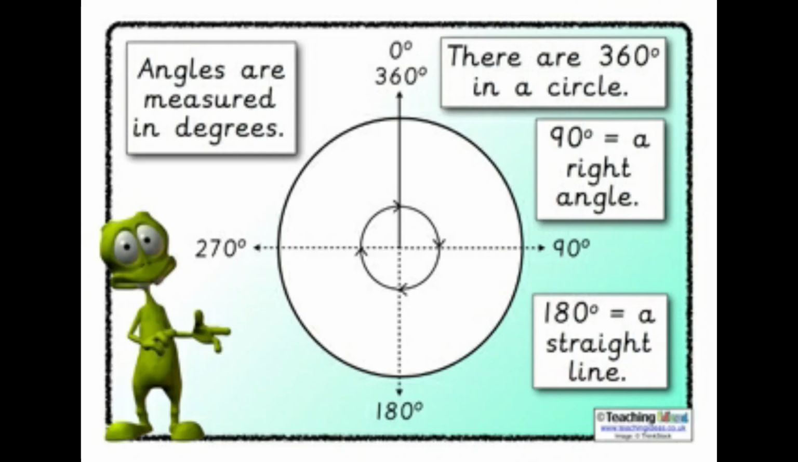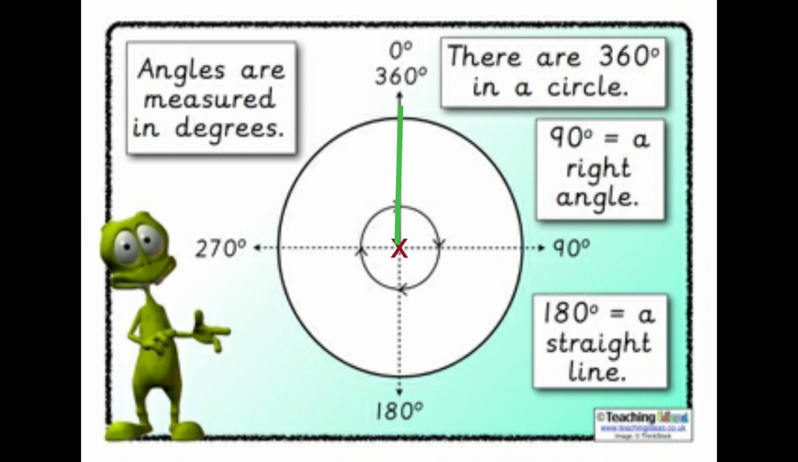estimate. First of all, it's important to know that angles are measured in degrees. A circle, or a complete turn, is 360 degrees. As you can see on your screen, at the top it says 0 degrees and 360 degrees. That's because it makes a full turn. If you go from facing that direction and spin all the way around in a circle, you're going to end up facing the same direction that you started. So you've made a 360 degree turn.